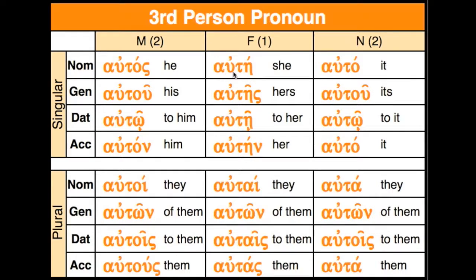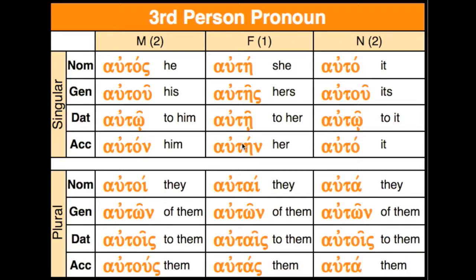Now we have feminine forms of the third person pronoun in Greek. So it's aute, autes, aute, auten, autai, auton, autais, autas. And here are our neuter forms. Auto, autou, auto, auto. Auta, auton, autois, auta.